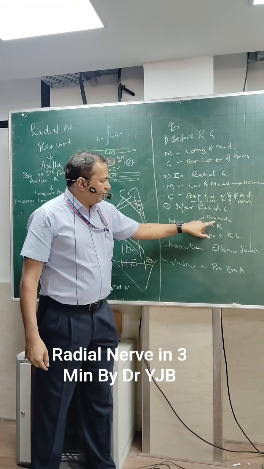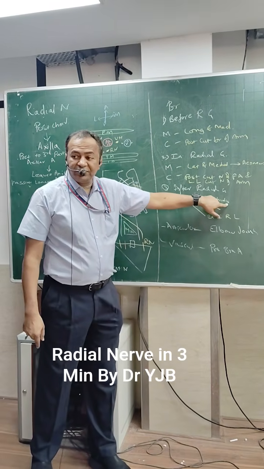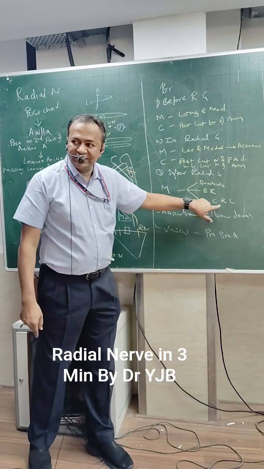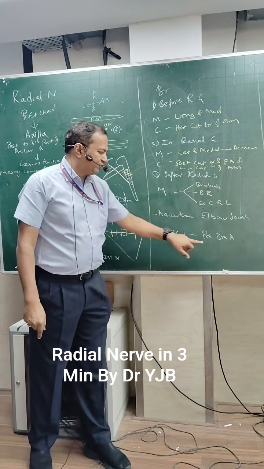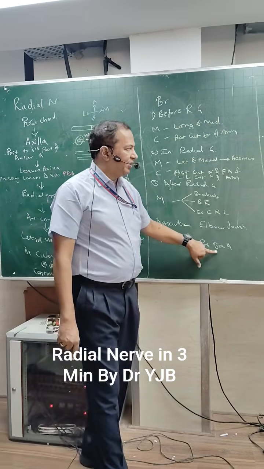After coming out, the radial nerve supplies brachialis, which is also supplied by the musculocutaneous nerve, a hybrid muscle. Brachioradialis and extensor carpi radialis longus. Its articular branches go to the elbow joint. Its vascular branches go to the profunda brachii artery.